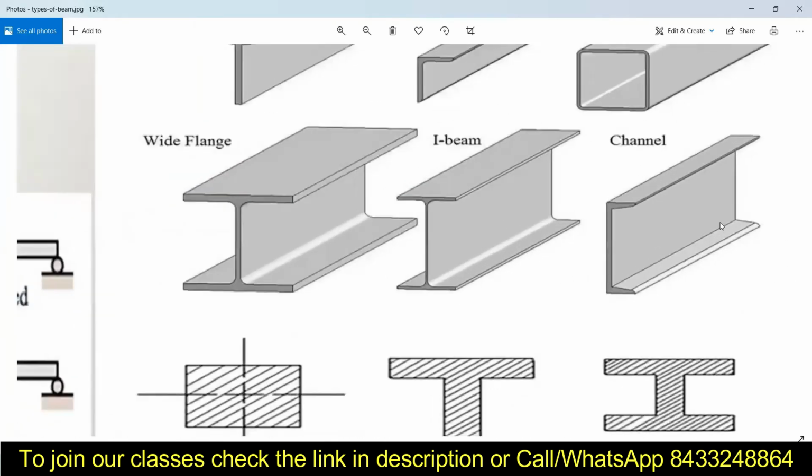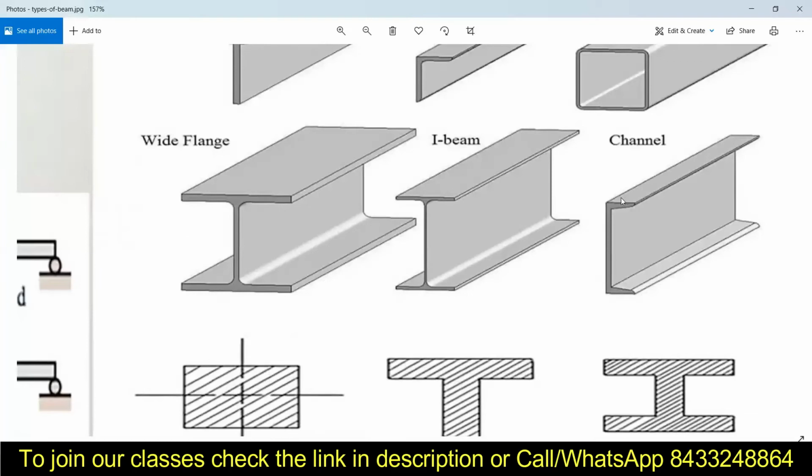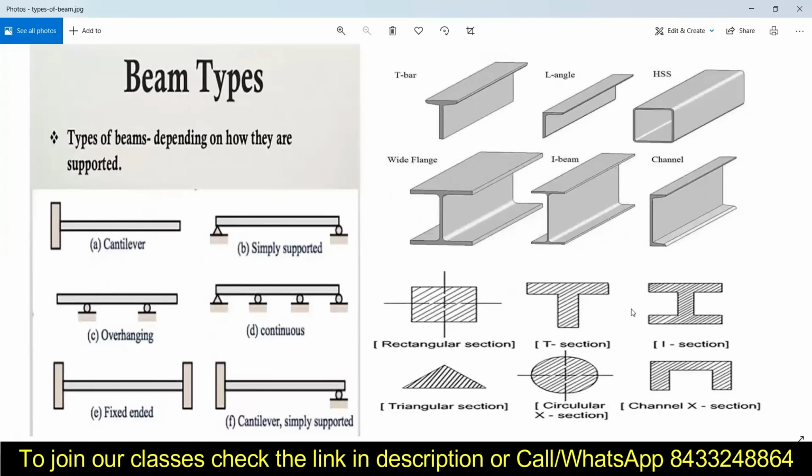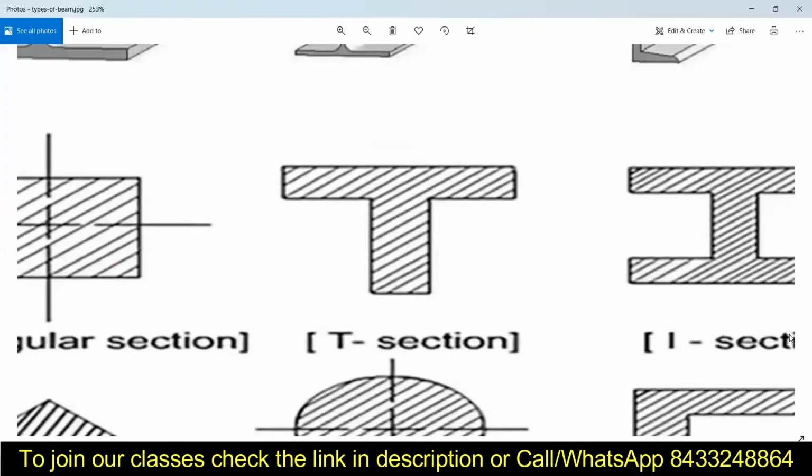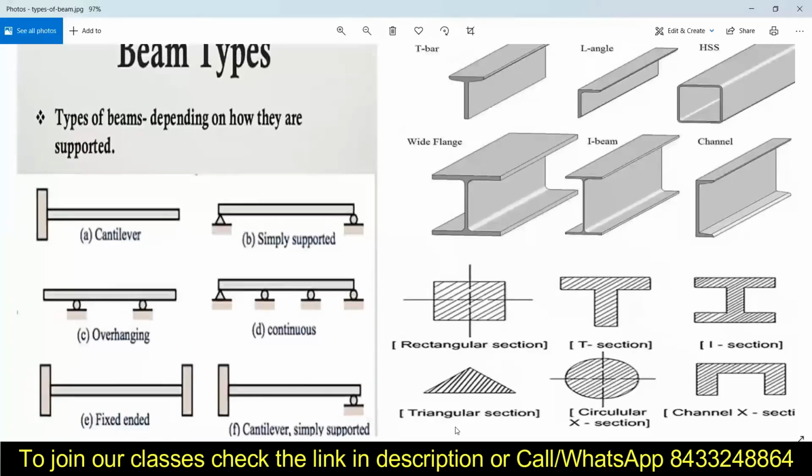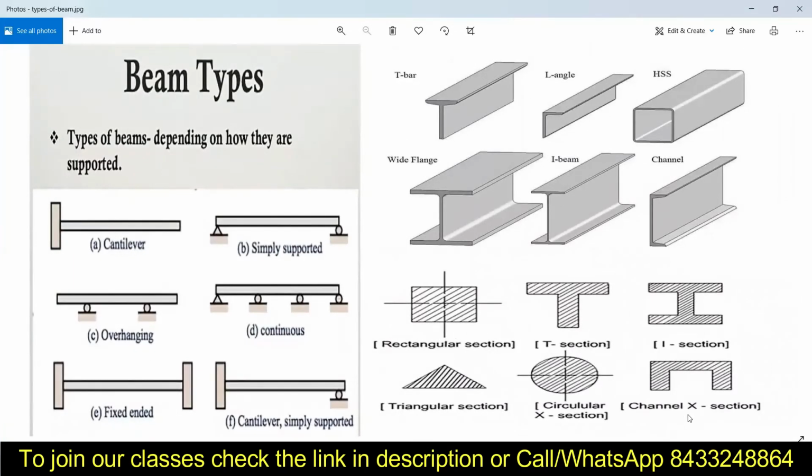Then comes the channel, which is normally in the shape of C, the letter that we like to write normally. Now when it comes to the cross section, you can just look at the beams like this. This is the rectangular section, then we have the T section, then the I section, then the triangular section, then the circular section, and then the channel section. Okay, so these are the types of the beam in the steel structures, and on the left you can see the types of the beam based upon the support conditions in case of concrete beams.